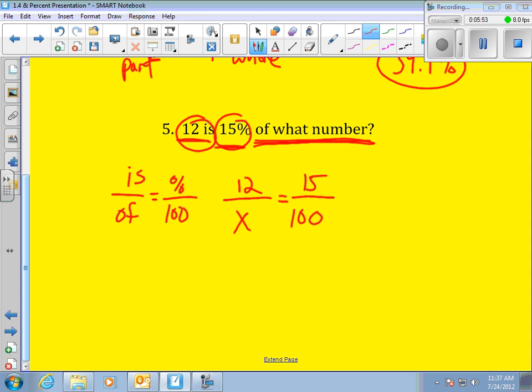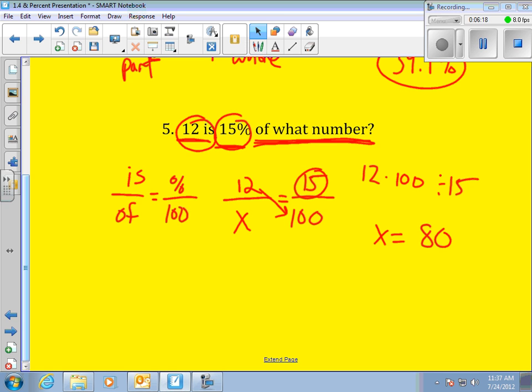So now we solve for X. So basically 12 times 100. And then you're dividing by this other number, 15. And that's going to give us X. And X in this case is going to equal 80. So basically 12 of 80 is 15%.